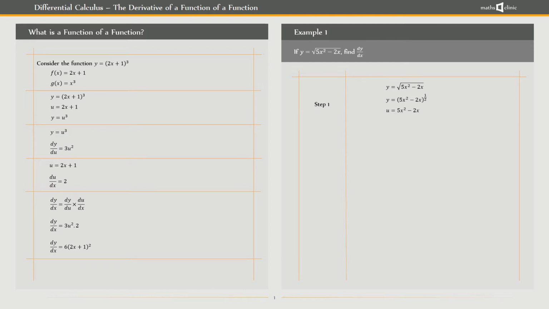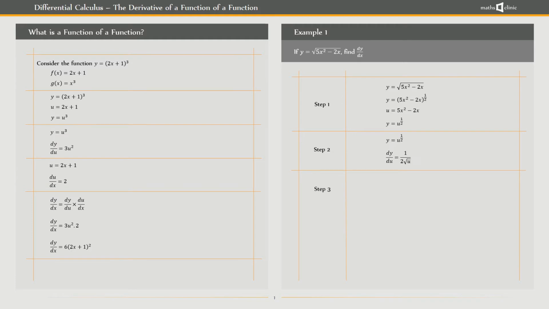Then we write that u is our inner function, 5x squared minus 2x. Then we have that y in terms of u is u to the power of 1 over 2, i.e. the root of u. Now once we have this, we can go ahead and find dy/du. That's the first thing we want to do here. We have y equals u to the power of 1 over 2. If you differentiate y with respect to u, you'd have that dy/du is 1 over 2 root u.